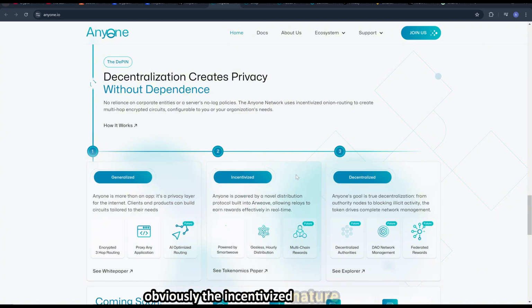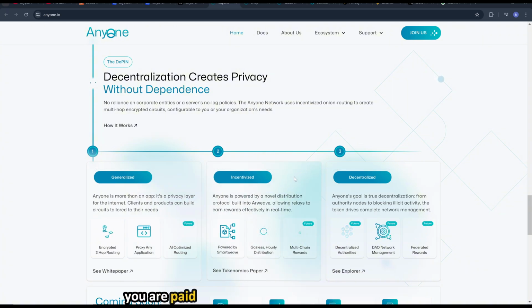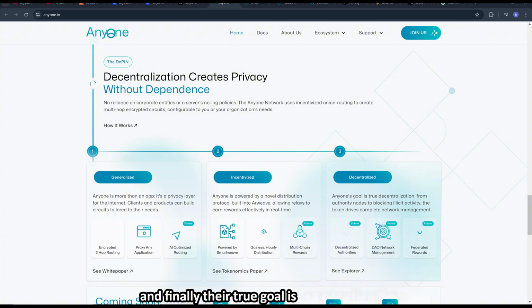Obviously, the incentivized nature comes in the form of their token. You are paid for hosting the relays, and it's gasless hourly distribution and will soon be multi-chain rewards. And finally, their true goal is decentralization. From authority nodes to blocking illicit activity, the token drives complete network management.